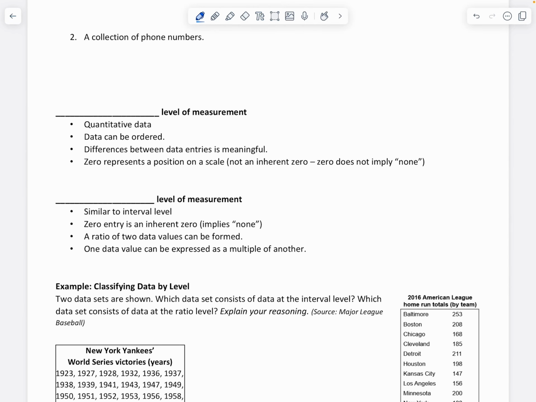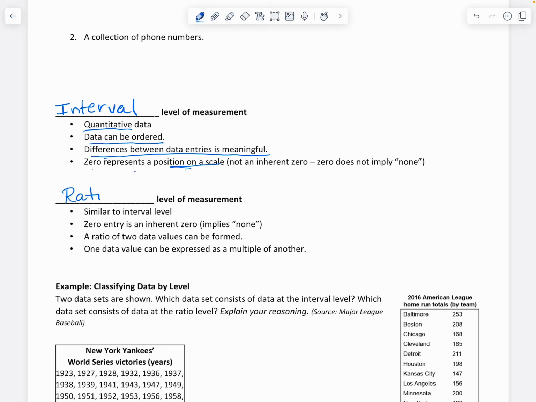There are two other types of data that we talk about. The next one is called interval data. Interval is quantitative only. Since it is quantitative, we can order the data. The difference is meaningful. So if I were to look at the difference between the data, it is meaningful. 0 represents a position on a scale, not an inherent 0. 0 does not imply none, and we'll talk about that in just a second.